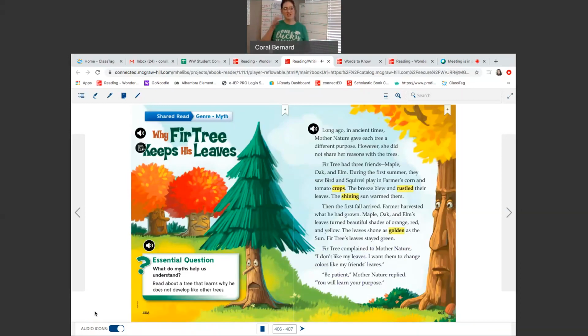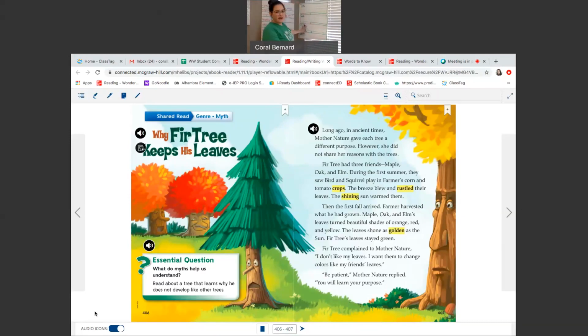Okay, so let's shift gears a little bit here. We've talked about 4 of our words. Rustled is to move around. Crops are large areas of planted food. Golden is something that's gold in color. Shining is like a bright light. Okay, we've got those 4 vocab words.